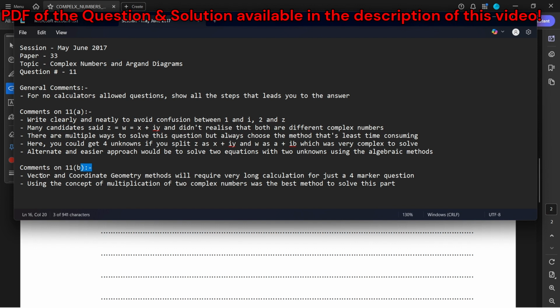They have mentioned that if the students used either the vector or the coordinate geometry methods, they typically used very long calculations to get to the final answer for just a 4 marker question, which indicates that because of this, they were utilizing a lot of time on this question. They were not able to solve the remaining part of the paper. And therefore, the best way to solve this particular part is to use the concept of multiplication of two complex numbers. I'm sure a lot of you must be confused over here about why we are using multiplication of two complex numbers for this part. Well, that's what I'm about to show.